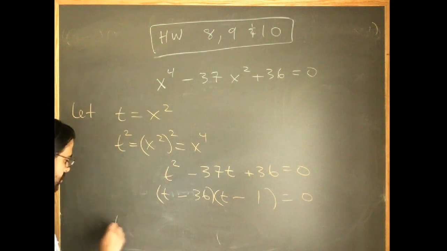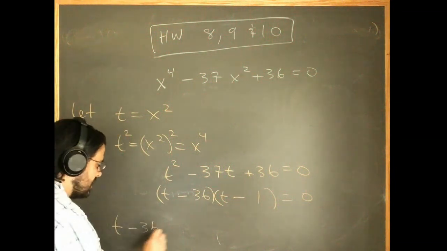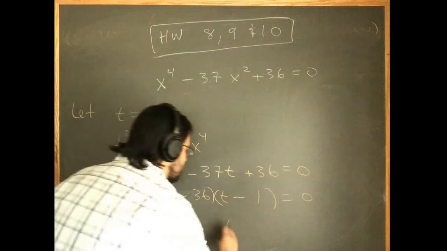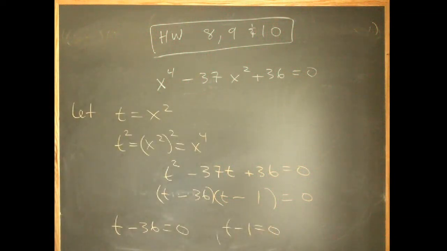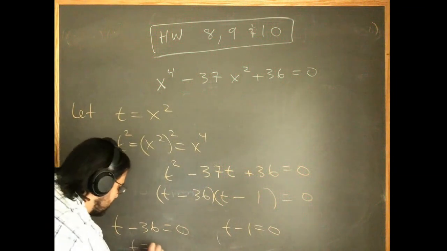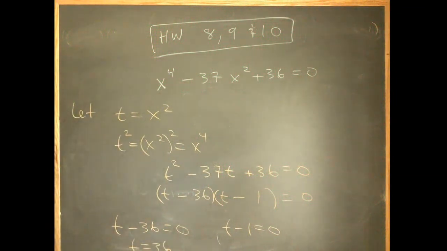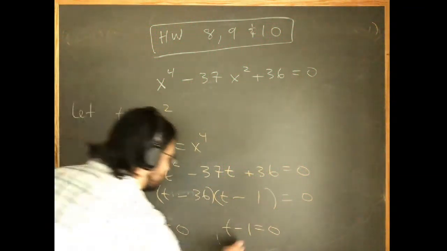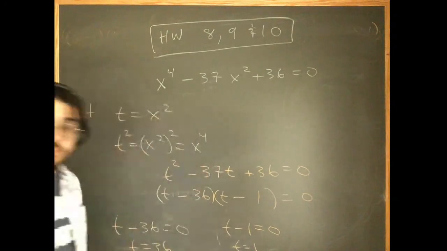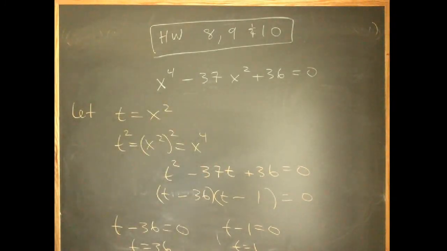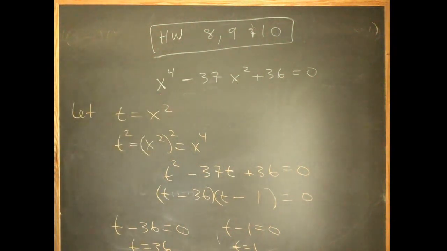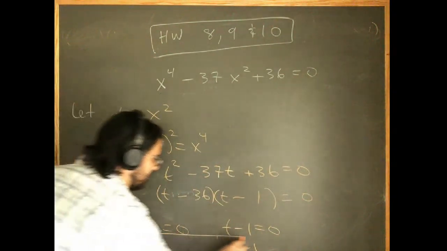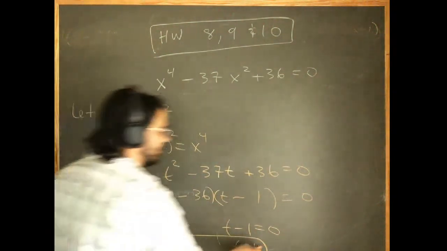So this gives us two solutions for t. t minus 36 is equal to 0, and t minus 1 is equal to 0. So here, adding 36 to both sides, we get t is equal to 36. And then adding 1 to both sides, this one gives us t is equal to 1. And it's tempting to try and just look at this and box your answer, okay? But the question isn't asking us for t, it's instead asking us for x. So let me move these up to the top up here, and we'll continue on with the problem.